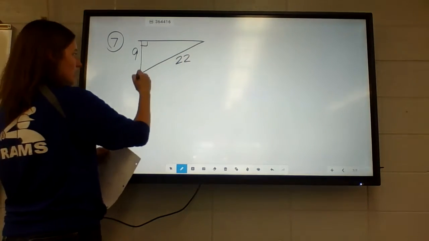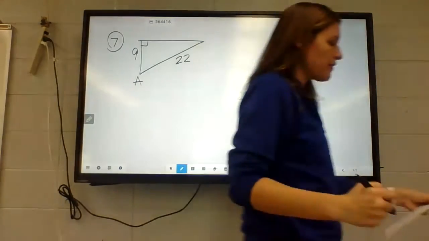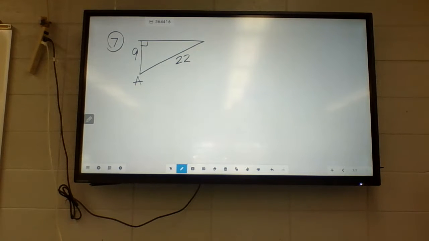All right. So they want us to find the value of angle A in number 7. So finding the value of the angle, especially those of you guys who are gone, this is something that you probably forgot how to do just because it's not, I think, as intuitive as just finding a side length.